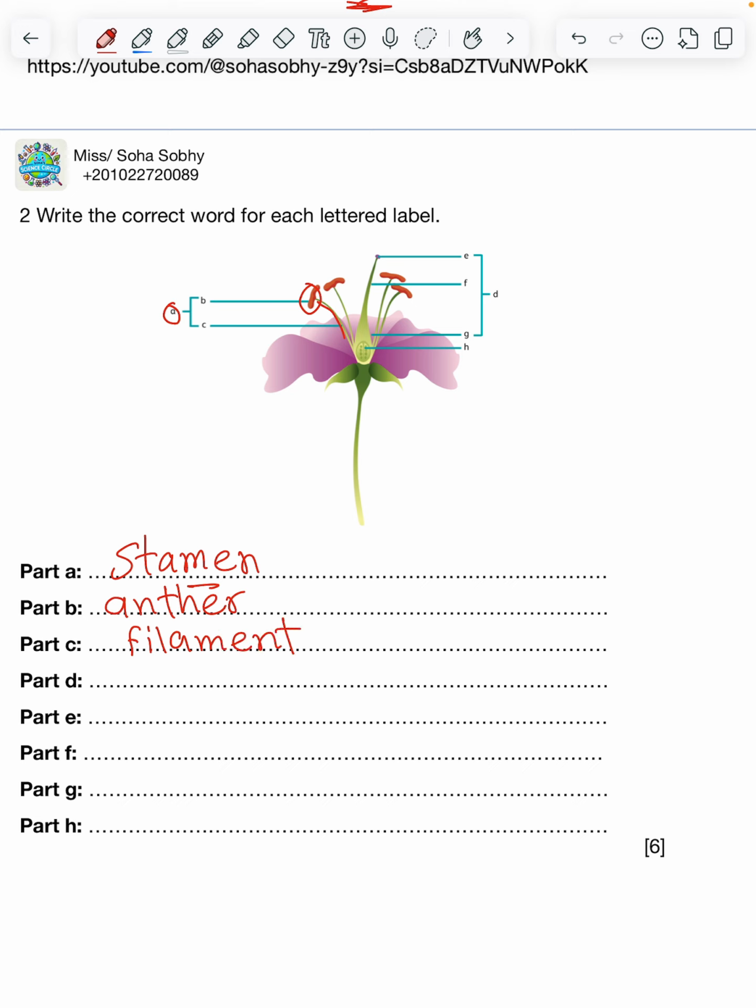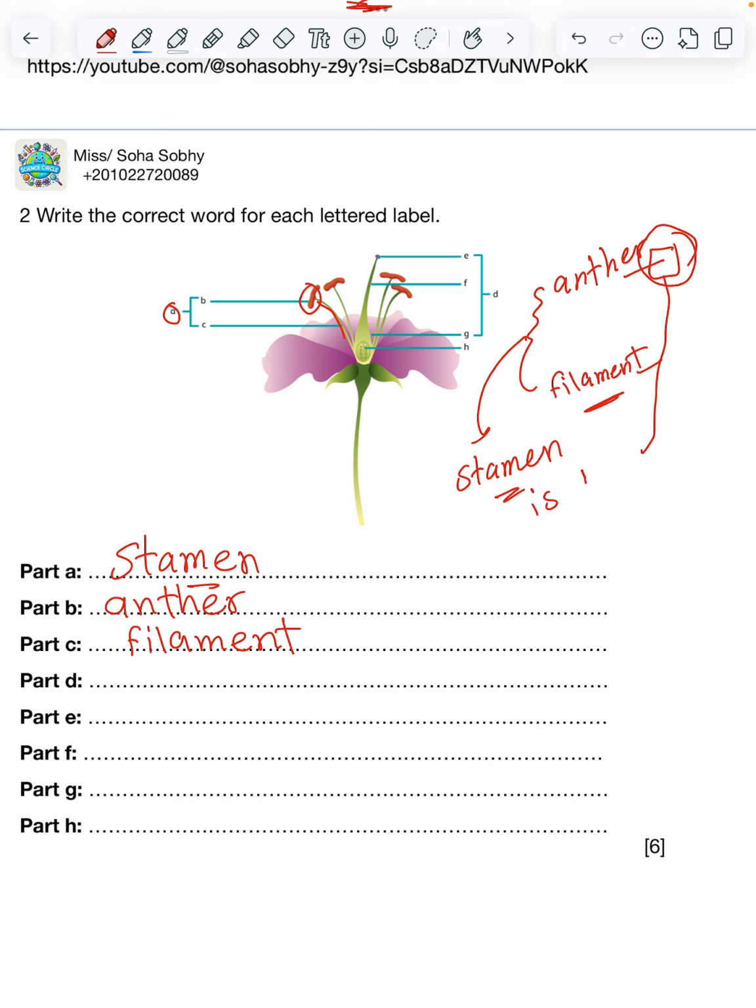Again, what is the stamen? Stamen is the male part, which consists of anther and filament. Here, this is the stamen. We have anther, which produces pollen, and filament that carries the anther. So again, what is the name of the male part? The male part is called stamen. Excellent. Stamen is the male part. So we answered A, B, and C.